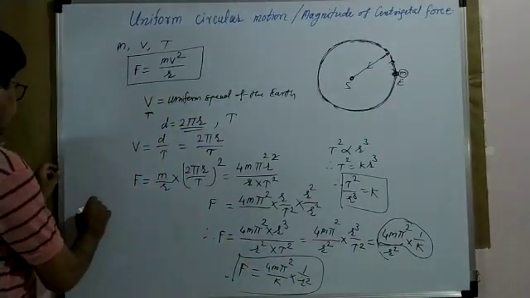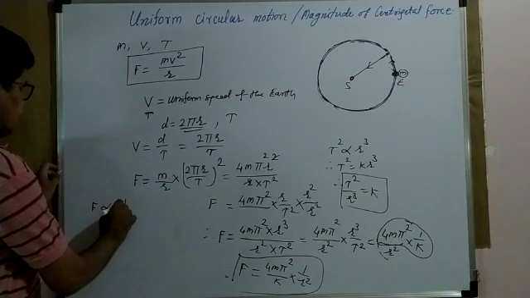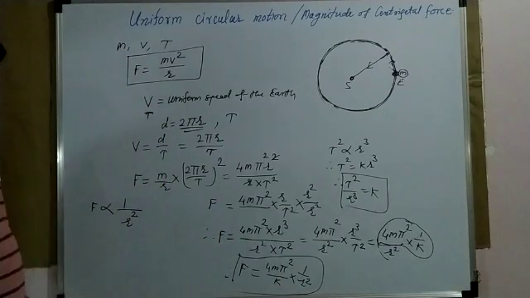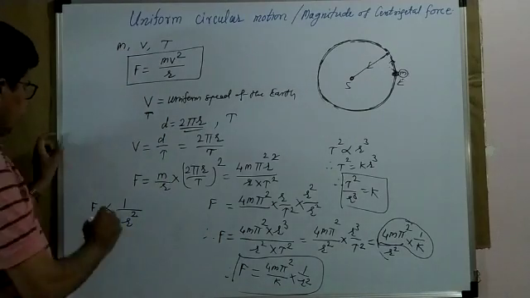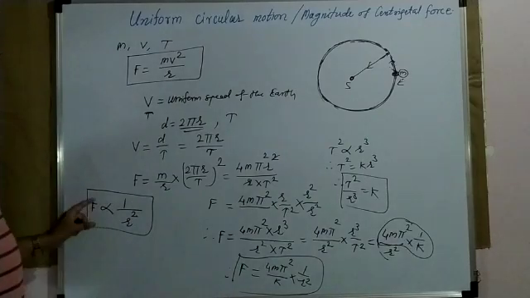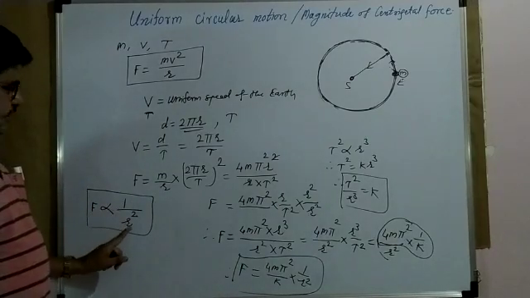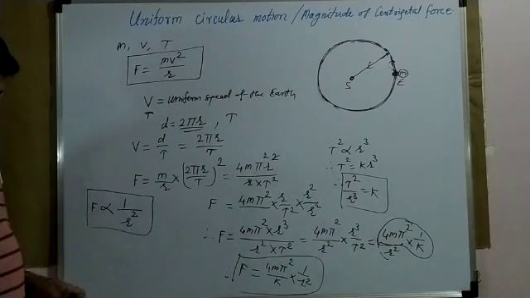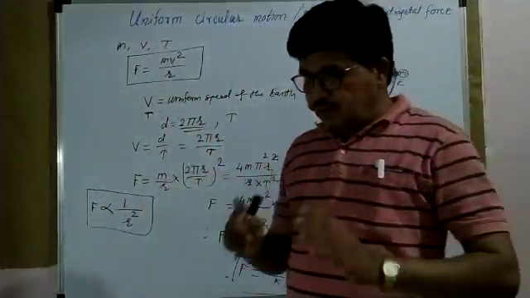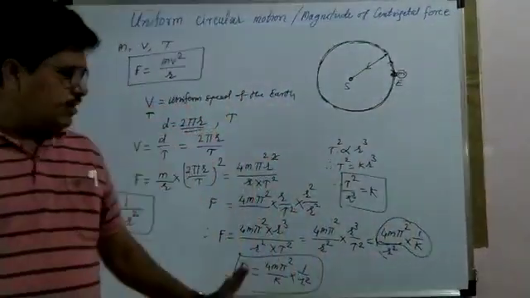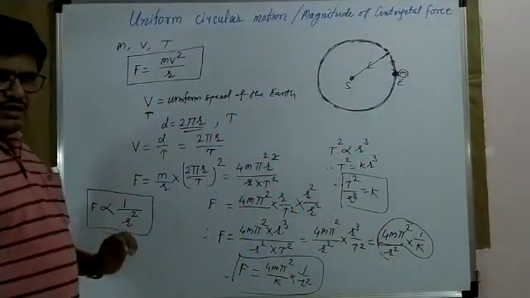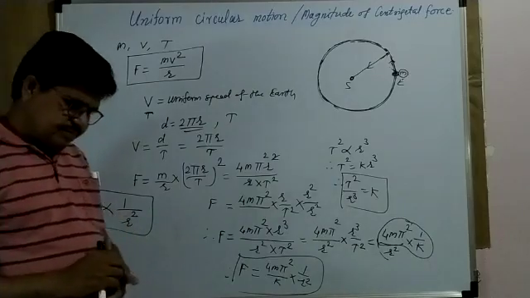That centripetal force is inversely proportional to the square of the distance between the earth and the sun, and that is nothing but the inverse law of gravity. That means centripetal force is inversely proportional to the square of the distance between the object and the center of that circle, the earth and the sun. This is nothing but the inverse square law of gravity.